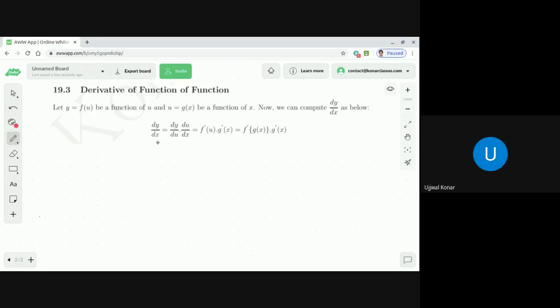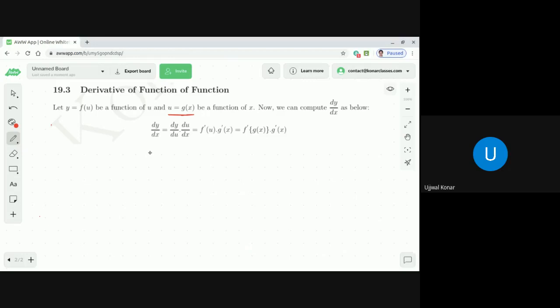Now let's discuss this. y is equal to f(u), a function of u, and u is a function of x. So we assume that u is equal to g(x). The point is how we can find dy/dx.